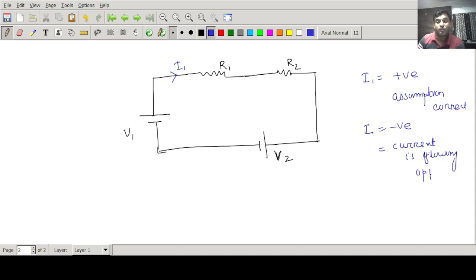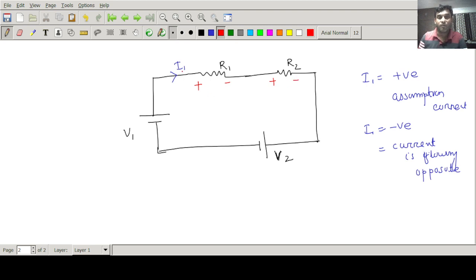So if we do not know the current direction, we can assume a direction and then calculate. If I get positive, my assumption is correct. If I get negative, my assumption is incorrect and the current is flowing in the opposite direction. Now you can see in this circuit, I1 amount of current is entering this resistance. Entering means positive, leaving means negative. The same amount of current also enters the resistor here, so it will be plus, it will be minus.